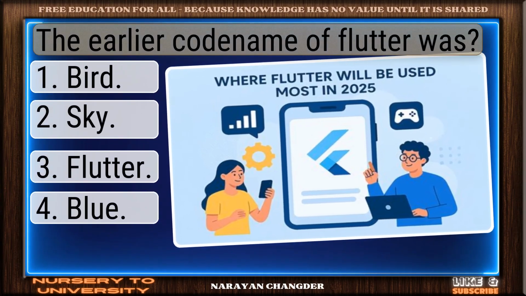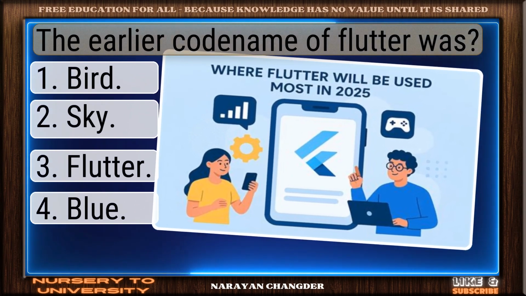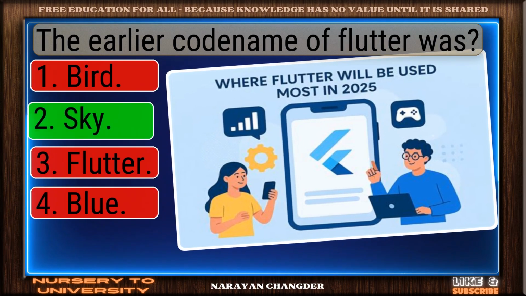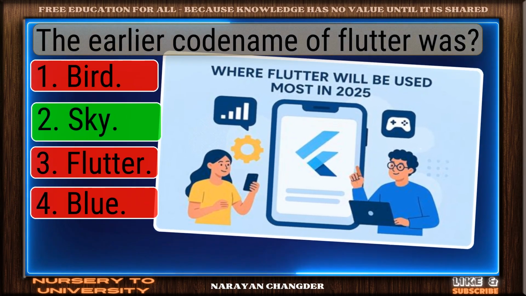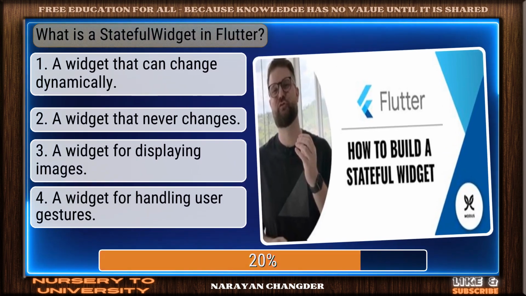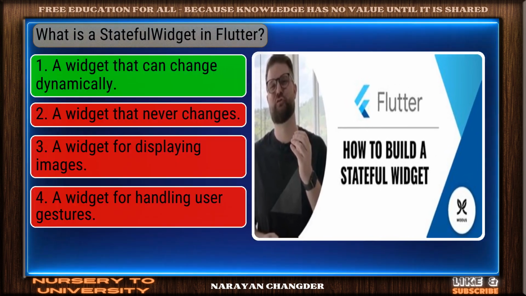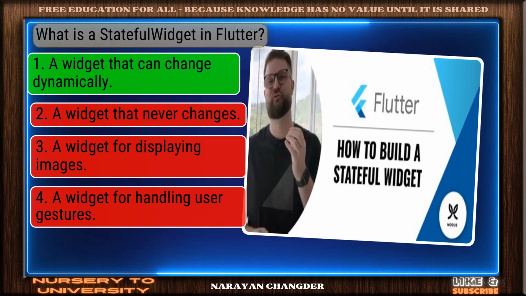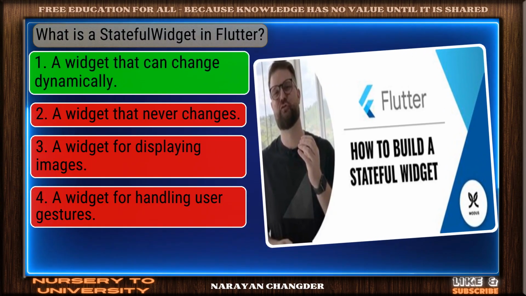Question number 47. The earlier code name of Flutter was? Valid point. Sky is true. Question number 48. What is a stateful widget in Flutter? Good thinking. A widget that can change dynamically is the right answer.